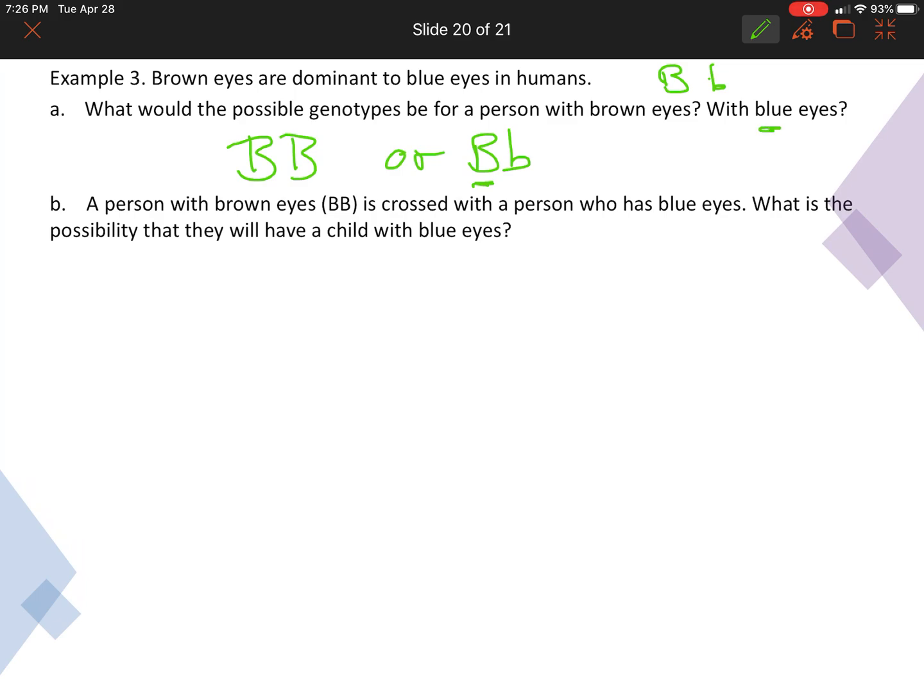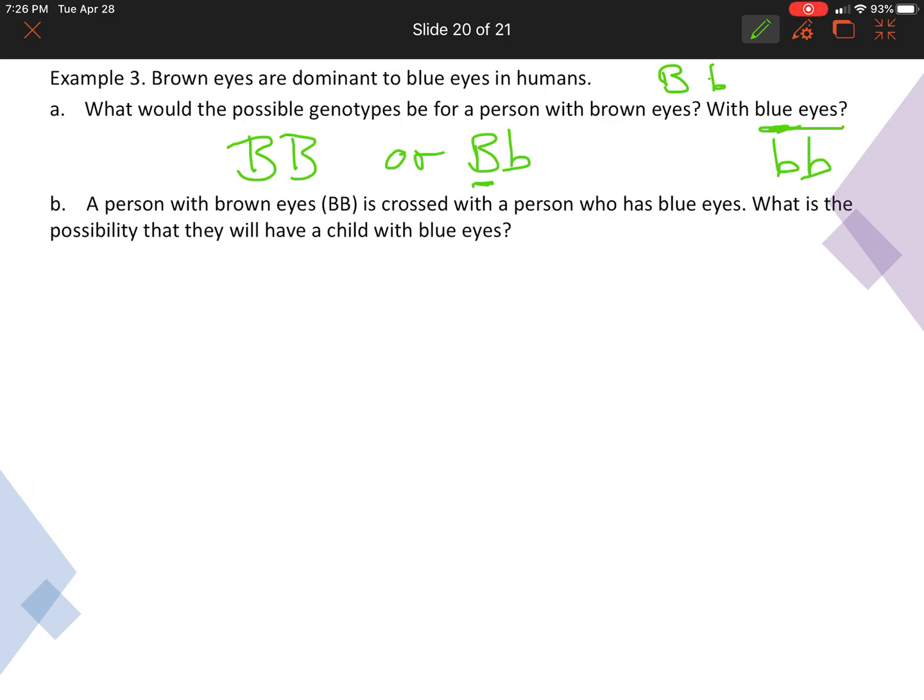Now, what about someone with blue eyes? Someone with blue eyes has to have what genotype? Remember that blue eyes is a recessive trait, so they're going to be lowercase there. They would be homozygous recessive, and that's the only option for them then.